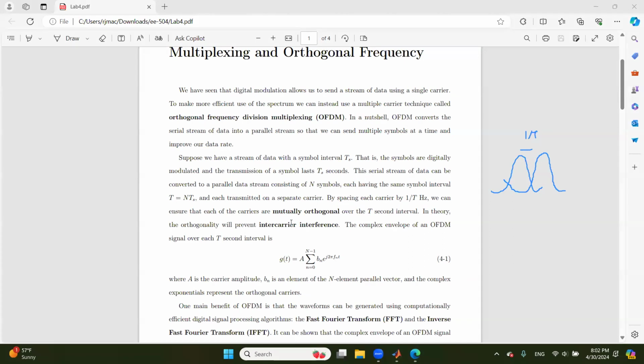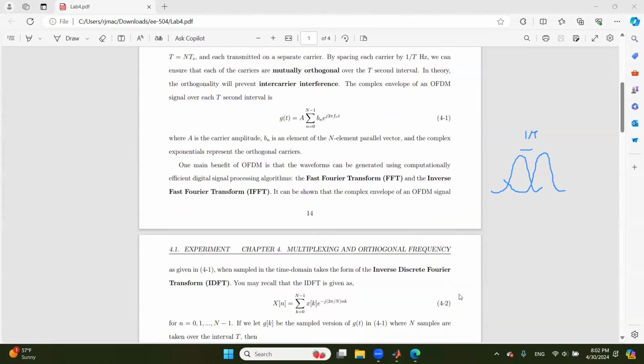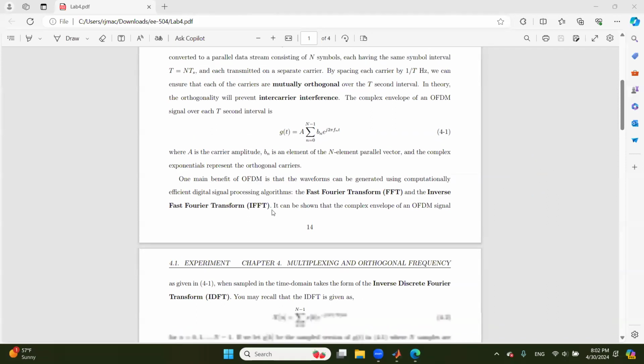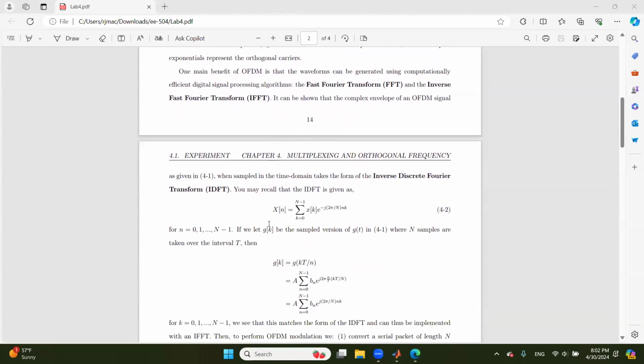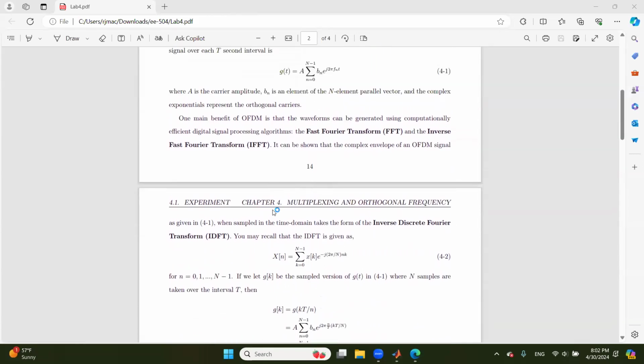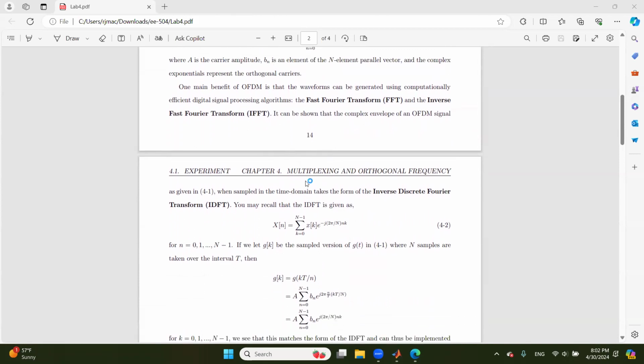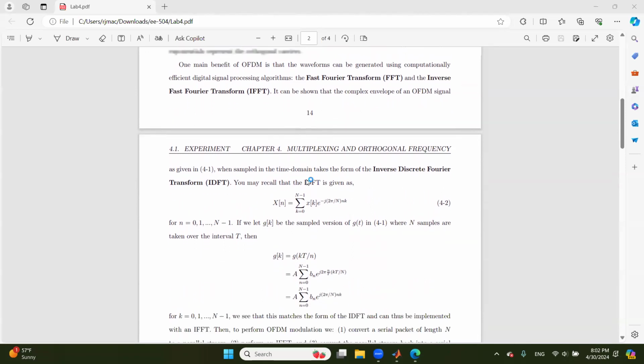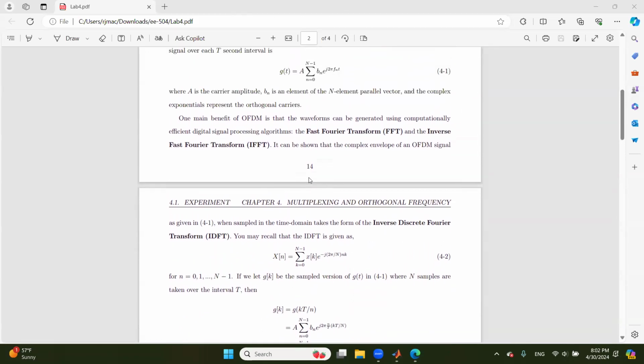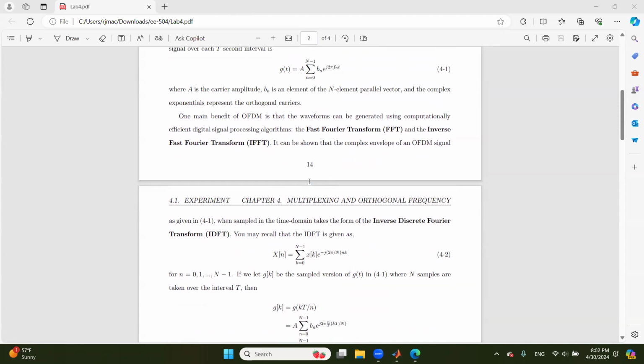So if we take a look here, I've got just some underlying equations that any good textbook would have. But the whole idea is we're using this fast Fourier transform and inverse fast Fourier transform, right? So these are computationally efficient algorithms that are used in order to construct an OFDM signal.